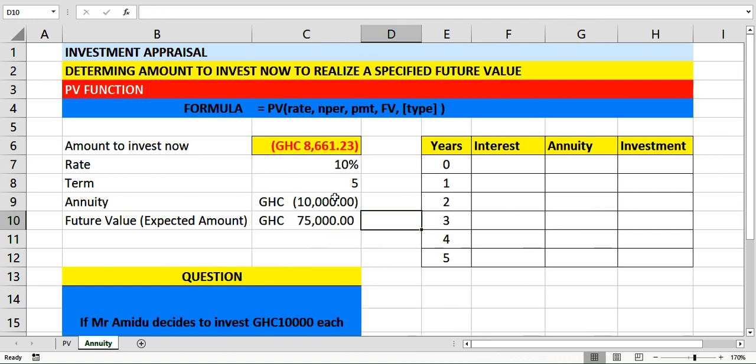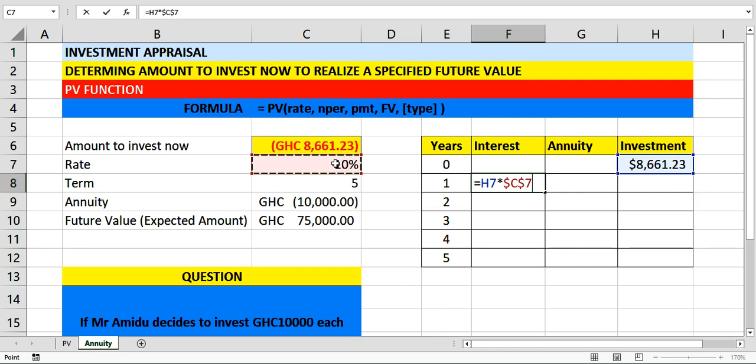So this is it. Now let's look at how the schedule is going to look. Equals, we pick this, remember to bring negative before you pick this, and then we come to year one. What will be our interest? It will be this money times the interest rate. Remember, this rate will not change as we replicate down, so make it constant by pressing F4 to introduce the dollar. Then we go to annuity. Annuity is constant payment, so that one too will not change.